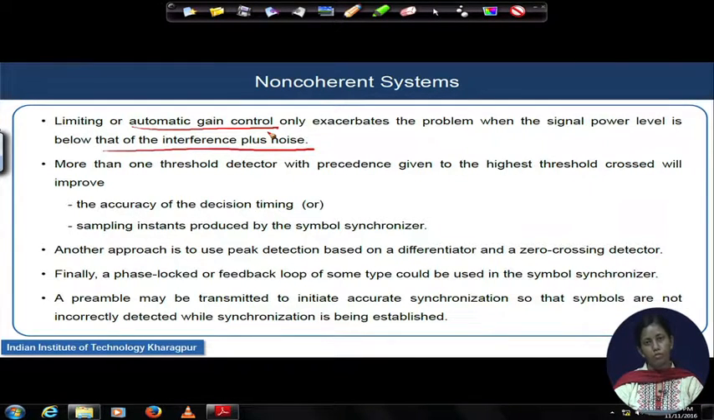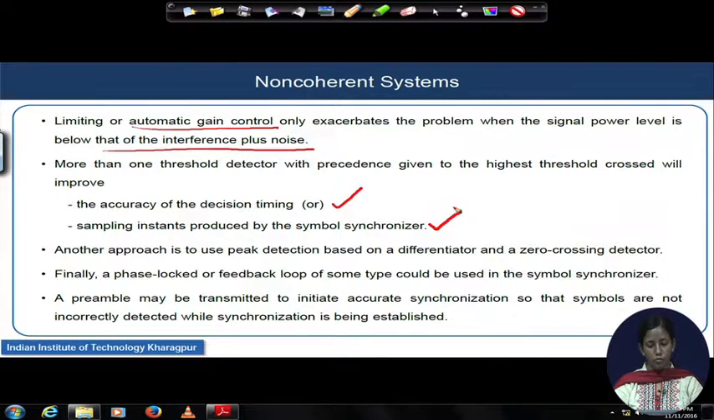So more than one threshold detector is a good choice, and the highest threshold crossed will always improve the accuracy of the decision timing, the sampling instant produced by the symbol synchronizer. Both the accuracy of the decision timing and the sampling instants produced by the symbol synchronizer will be improved.